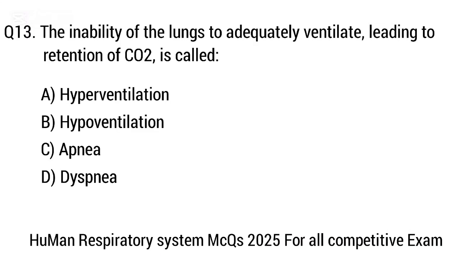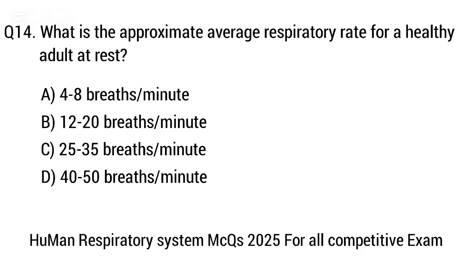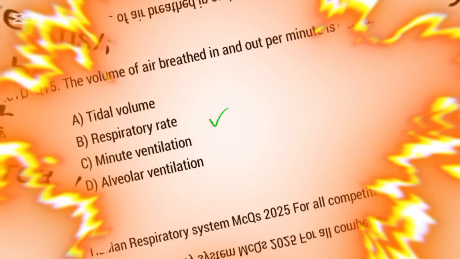Question 13. The inability of the lung to adequately ventilate, leading to retention of CO2, is called... The right answer is option B, hypoventilation. Question 14. What is the approximate average respiratory rate for a healthy adult at rest? The right answer is option B, 12 to 20 breaths per minute.